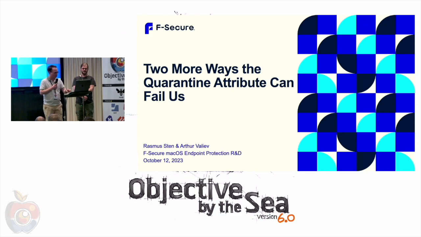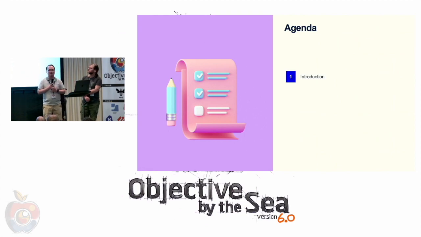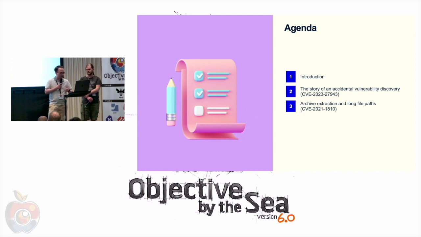So we will talk a lot about the macOS security mechanisms today, and the reason for that is that we are also interested in the similar triggers that these mechanisms have for our own products. We will start by covering what these security mechanisms are and why we are interested in them. Then I will cover my part of the talk, about one quite recent Gatekeeper bypass. And then Rasmus will cover his one related to archive extraction, and a few final words in the end.